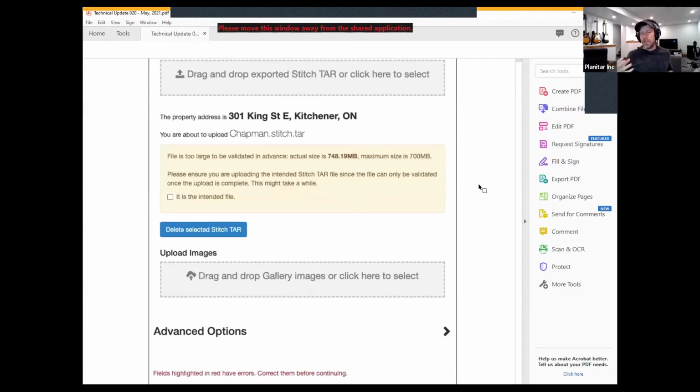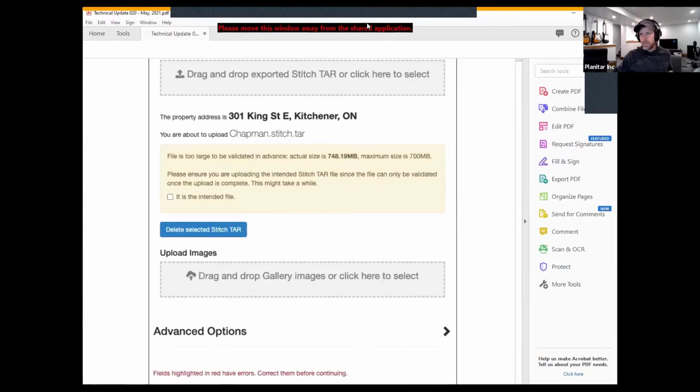Either way, that yellow area often has really critical, important information. So when you see that come up, don't ignore it. It's a good thing. Those are need-to-know things, just like technical updates. I'm going to stop sharing now.